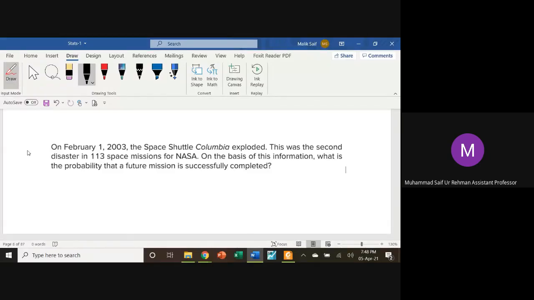So we know that 113 space missions were there from NASA. And what happened out of these 113? This was the second disaster in 113 space missions. It means out of 113 space missions, two space missions failed, or you can say the shuttle was destroyed.